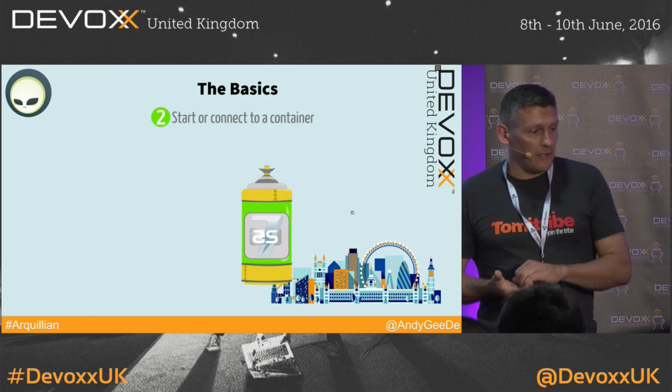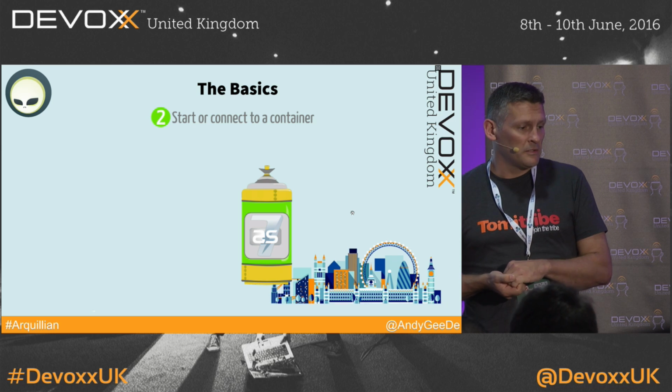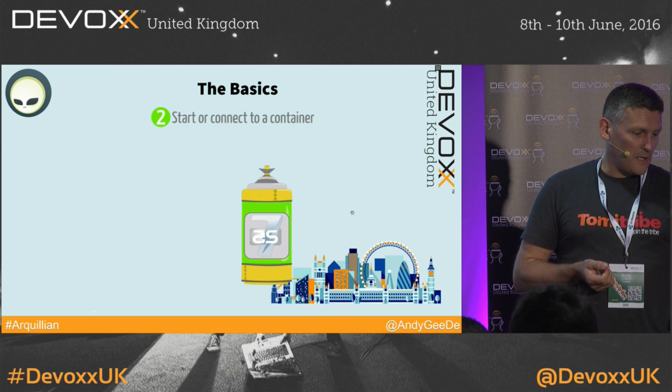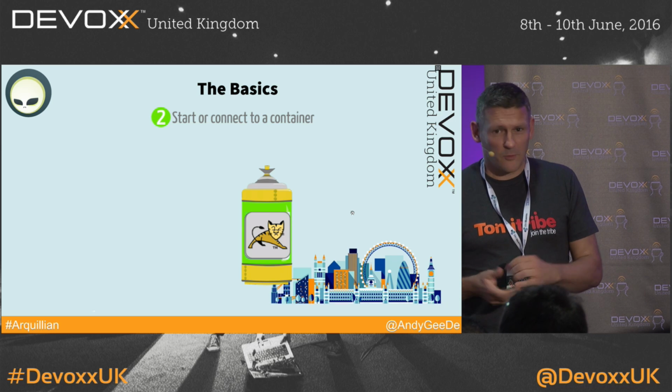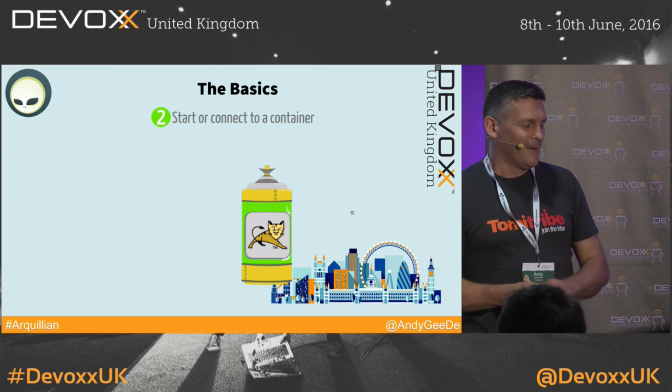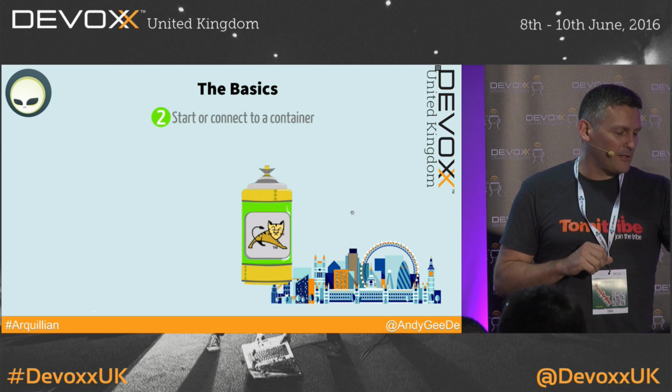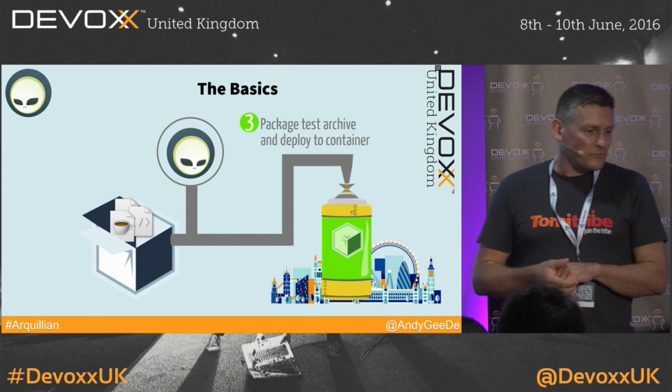So then you select a container to start. And I don't want that one. I want that one. Does anyone recognize that logo? So you're picking your container to run.